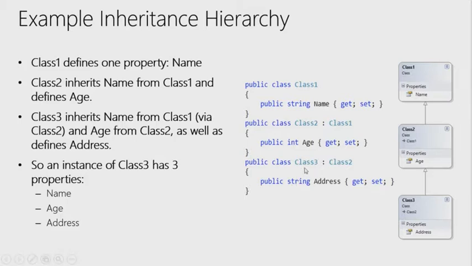Exactly. And then we have class 3 that inherits from class 2, which means it gets all the crunchy goodness that class 2 defines, plus it also defines its own property called address. So if I was to create a new class 3, I would have an object that has 3 properties, rather. Right. Name, age, and address. And if you were to create class 2, you would only have 2. Yeah. And class 1 would only have 1.